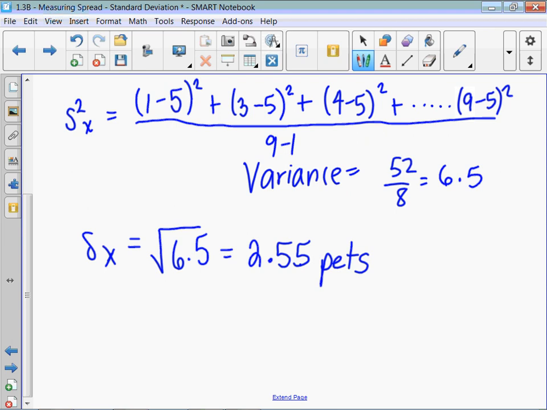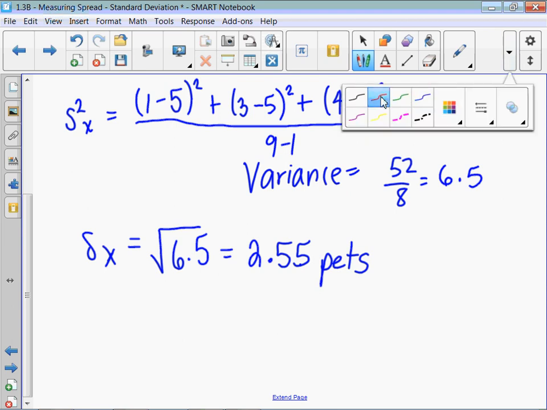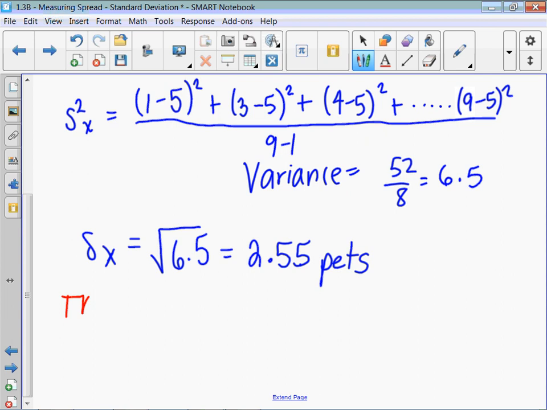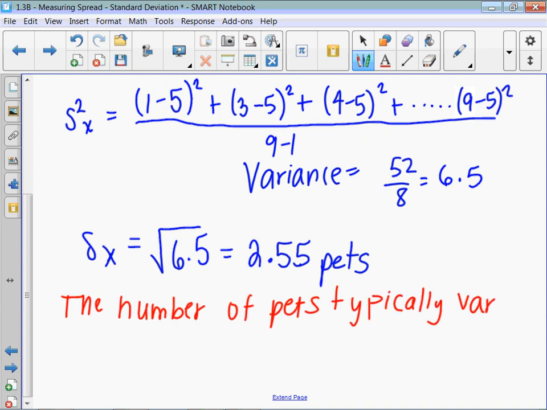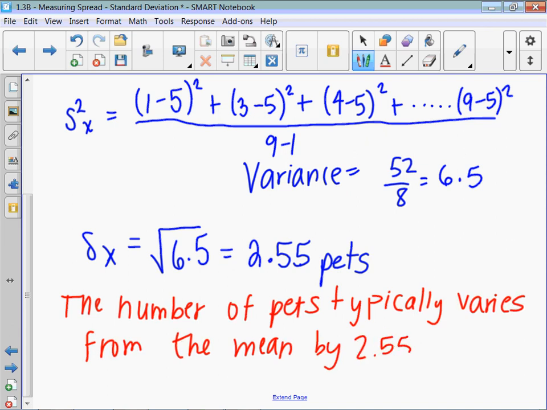Then you have to interpret it. So write one sentence on what the heck that means. This is the average distance from the mean. And so you would say something like, the number of pets typically varies from the mean by 2.55 pets.